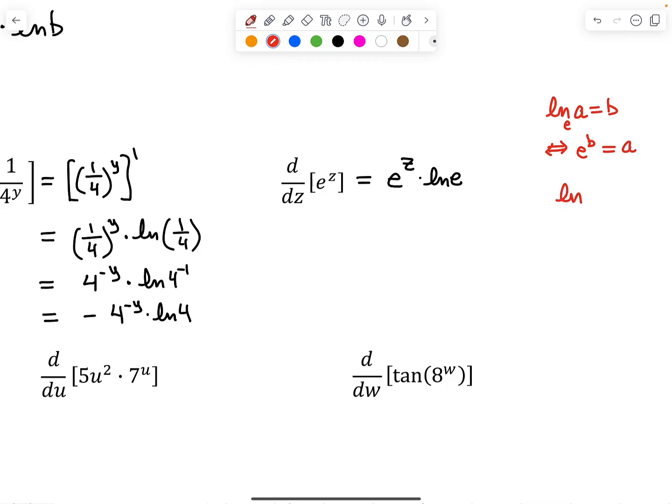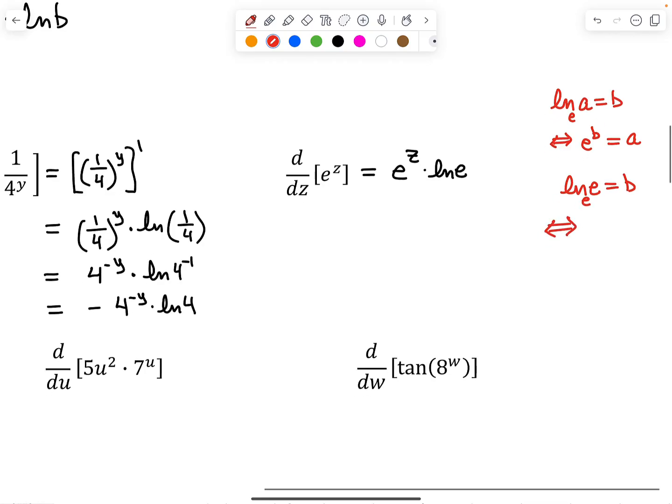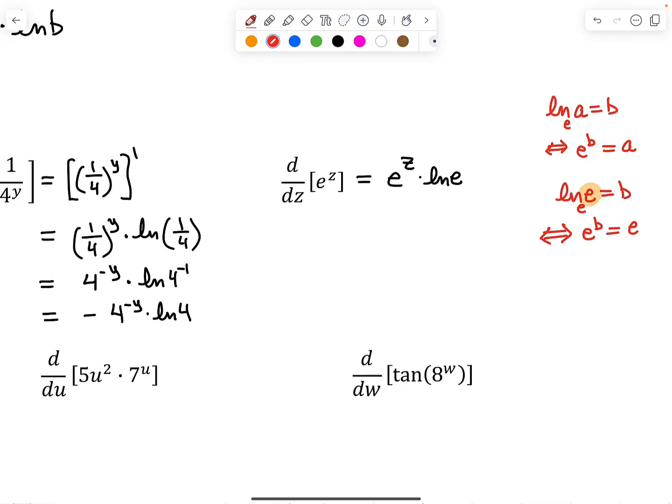Therefore, the natural log of e, if I say that this is equal to b, and the natural log has a base of e as well, this suggests and is suggested by the fact that e, this e, raised to the b must be equal to this e. In other words, that b must be a 1, which tells me that the natural log of e is just 1. So the derivative of e to the z is simply e to the z, which means that when the base is e, the derivative function matches the original function.